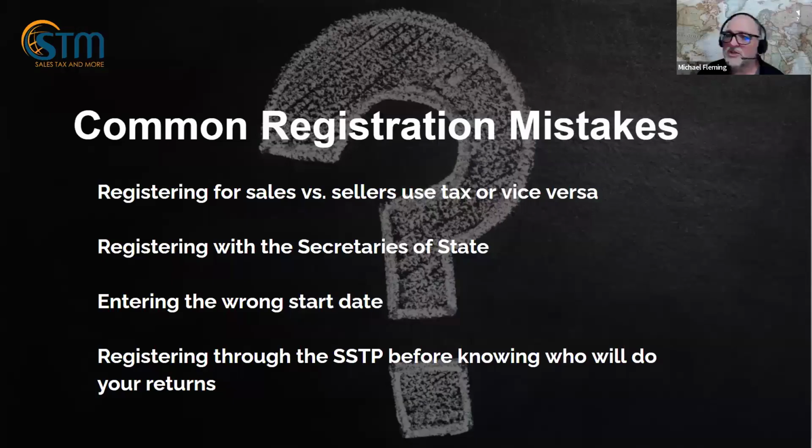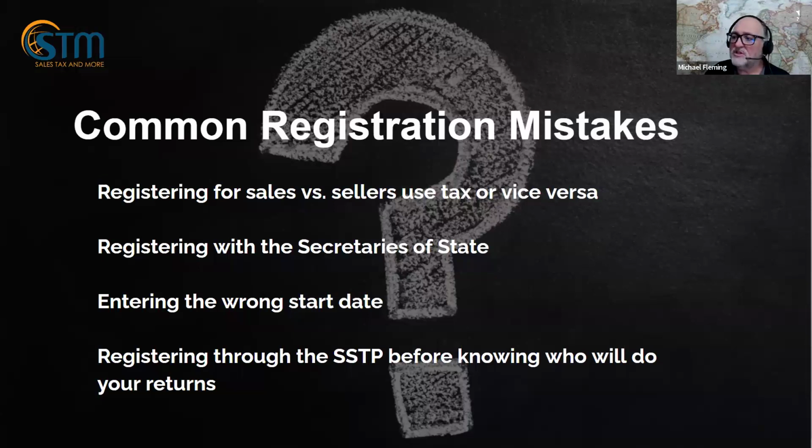Here are some common registration mistakes. Registering for the wrong type of tax. A lot of states make a distinction between a sales tax and a seller's use tax, or vice versa. We're seeing more and more of this since Wayfair, of people getting registered for the wrong type of tax. And it creates issues because sometimes the rates are different. Sometimes the forms are different. So registering for the wrong type of tax is a big deal.